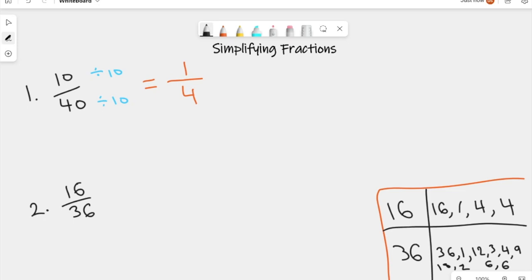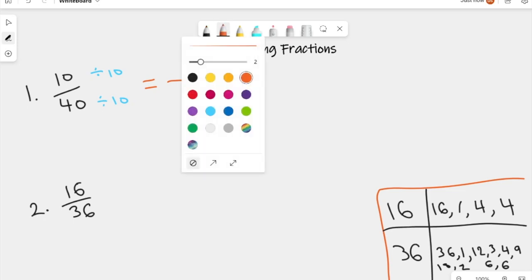So we've got a lot of factors of 36 and a few less in 16. So we want the highest one that goes into both. And looking here, we see, well, okay, 16 is a big one here, but there's no 16 anywhere else in our 36 factors. So what is our next biggest one?